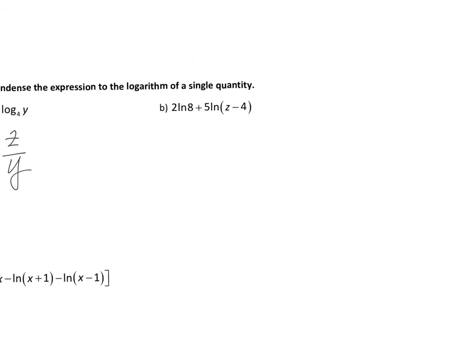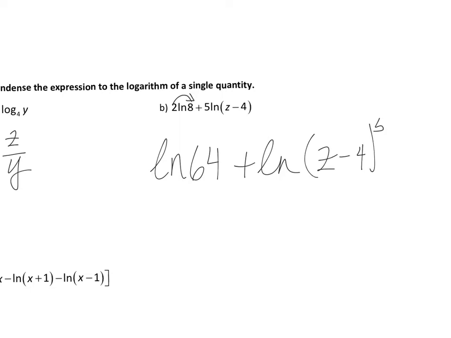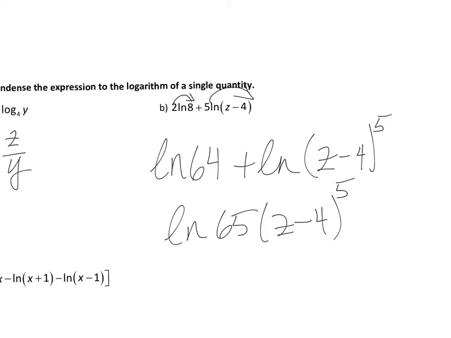Here, you have two terms, so we're going to condense it with natural log. The 2 will go to the exponent there when we condense. So that'd be 8 squared, which would be 64. Plus, before I condense all the way, I'm going to move up the 5 into the exponent there as this moves up when we condense. And now we can condense this, it's addition, so both of those are multiplication inside. And so we have 64, 5 times z minus 4 to the 5th.